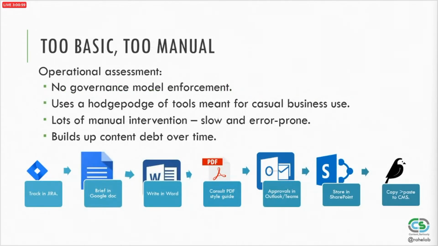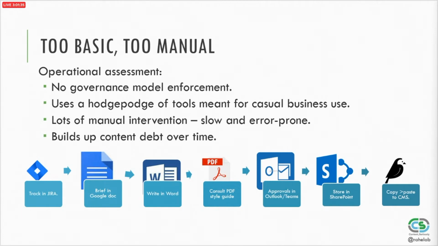So here's an example of something that's very basic. It's too manual. So the operational assessment here is that there's no governance. First I'll take you through the whole thing. So, you track things in Jira, and then you get a brief from someone in Google Doc, and then you write things maybe in Word, and then you have this PDF style guide that you have to consult, and then you get approvals via email, and then you have to print off the emails or save the emails somewhere, and then you store it in SharePoint, and then you copy and paste it into a CMS.